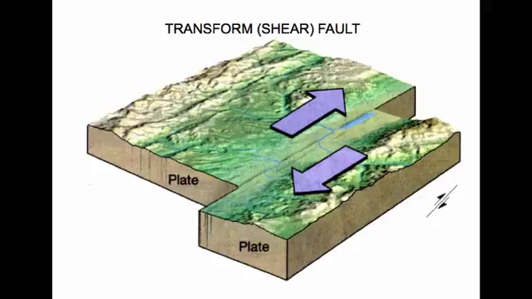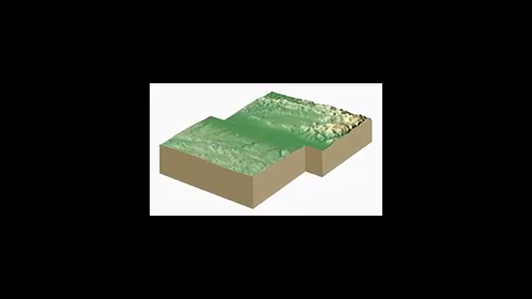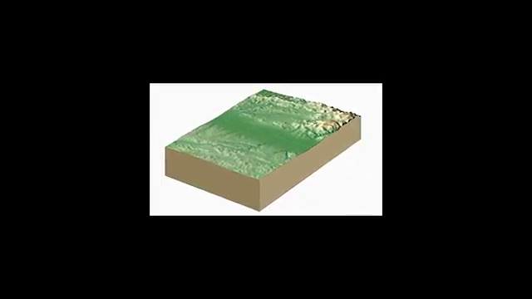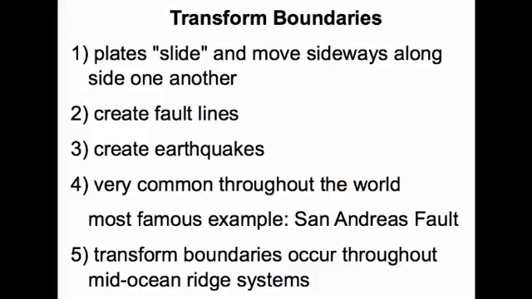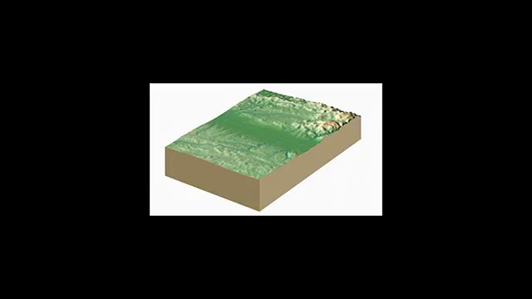Okay, everybody, let's talk about our last type of boundary out of the three main boundaries for plate tectonics, and this is the transform, otherwise known as shear fault boundary type. Here's your notes for transform boundaries. Transform or shear means that plates are sliding. They slide and move sideways alongside one another.